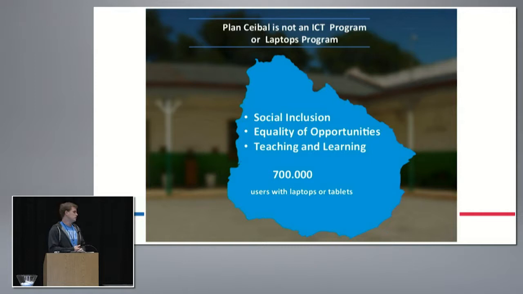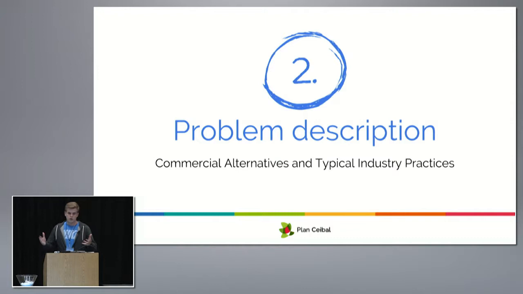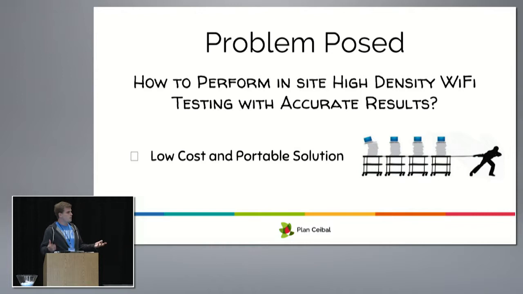Well, now we are ready to move on to the problem description. Plan Ceibal has deployed WLAN infrastructure in each Uruguayan public school, and we need to optimize and make new deployments every day. So the question that we asked ourselves was, how to perform inside high-density Wi-Fi testing with accurate results?